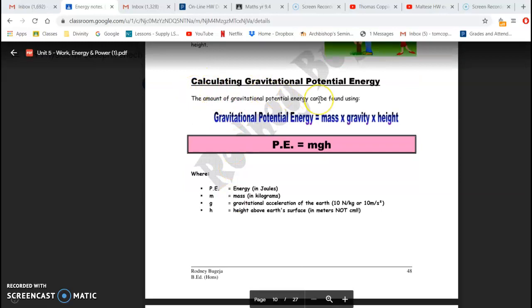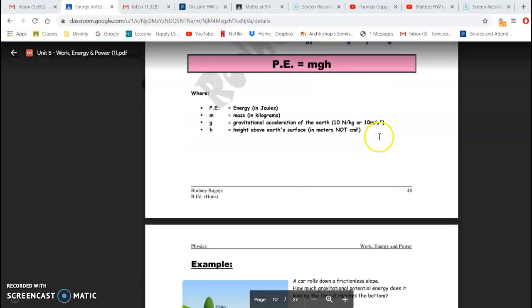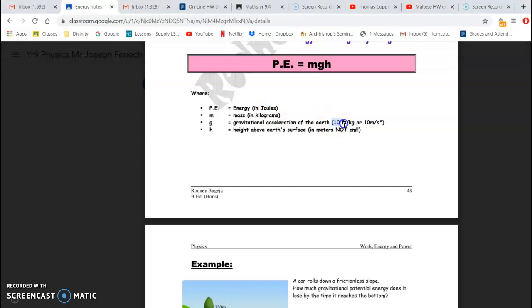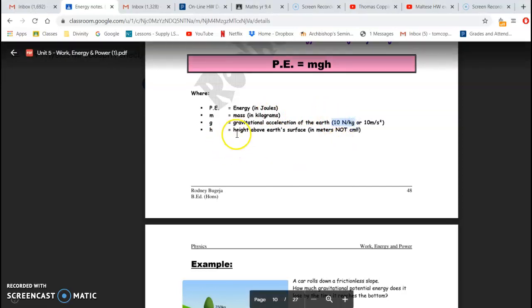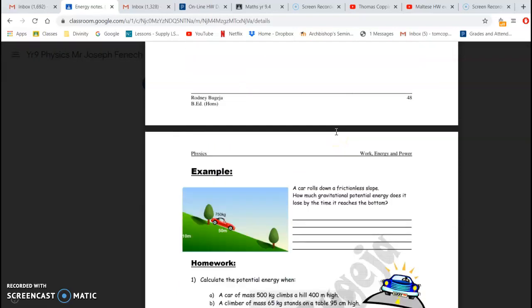Now, calculating gravitational potential energy. The equation is gravitational potential energy equals mass times gravity times height. Mass is in kilograms. Gravity is always the same on Earth, so it's 10. And h is the height, in meters, not centimeters. It's important.